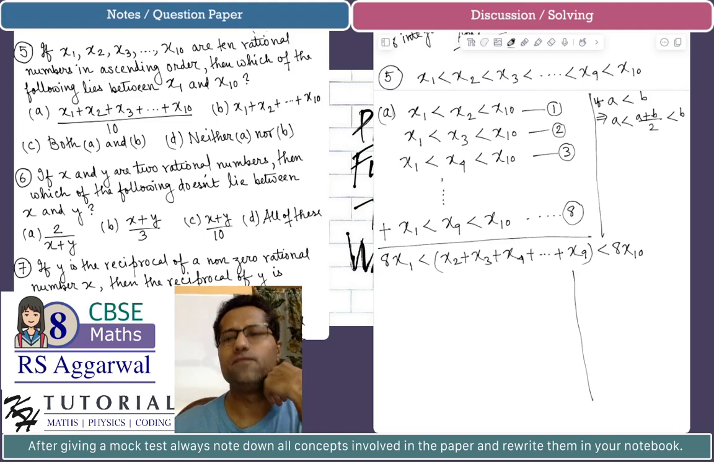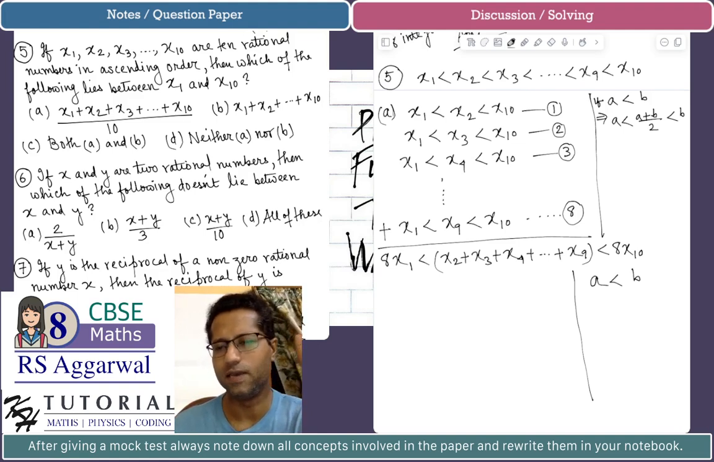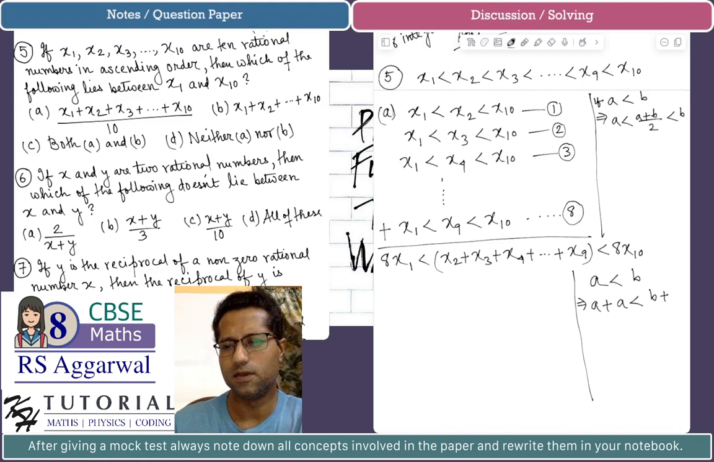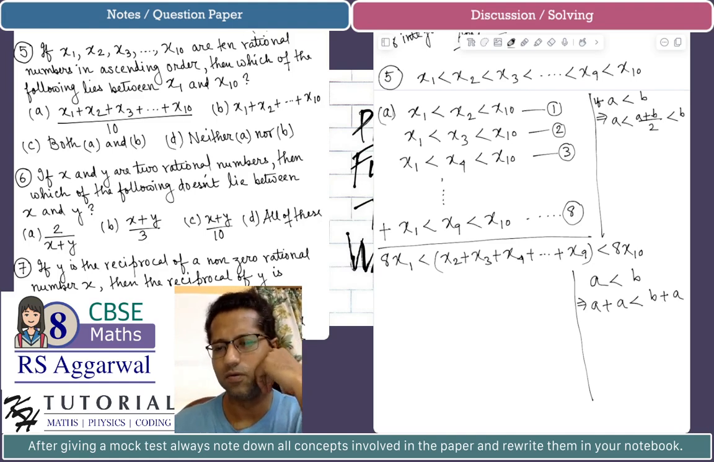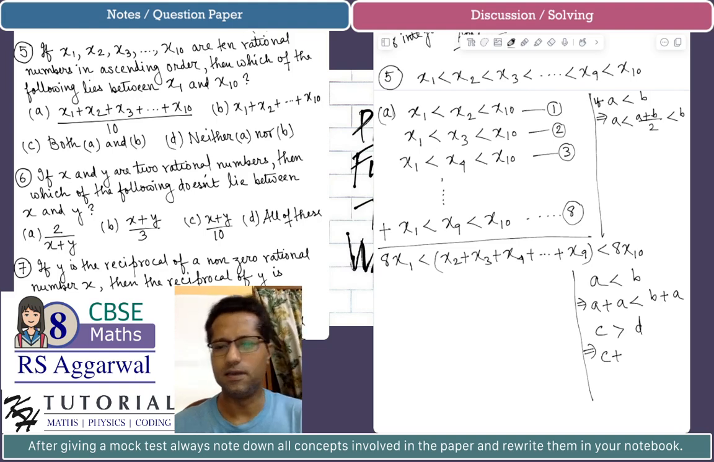please note that if you have something like a less than b, for any numbers, let's say it could be a rational number or integer or whole number, whatever, then I can always add a on both sides in this inequality and say that a plus a will be less than b plus a. Or if the inequality was opposite, let's say if you have c greater than d, this will imply I can add c.